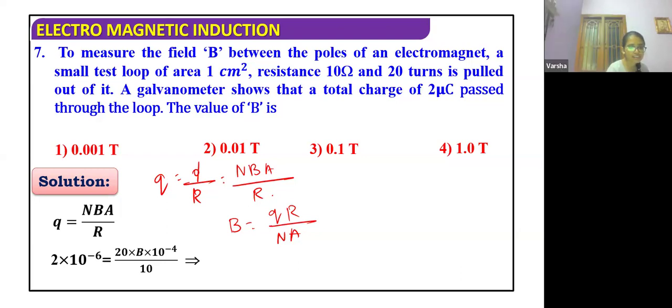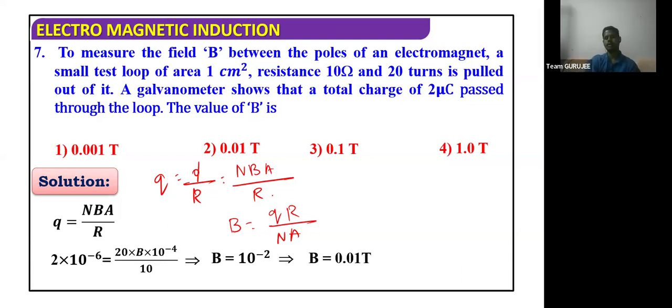0.01 Tesla. Direct cancel out. We have to find the final answer as B is equal to 0.01 Tesla. The next question.